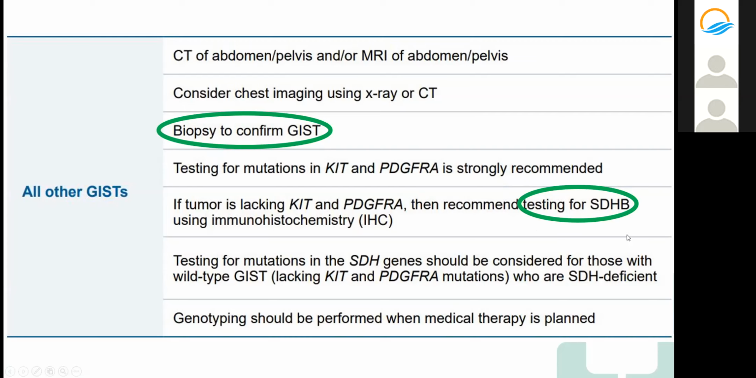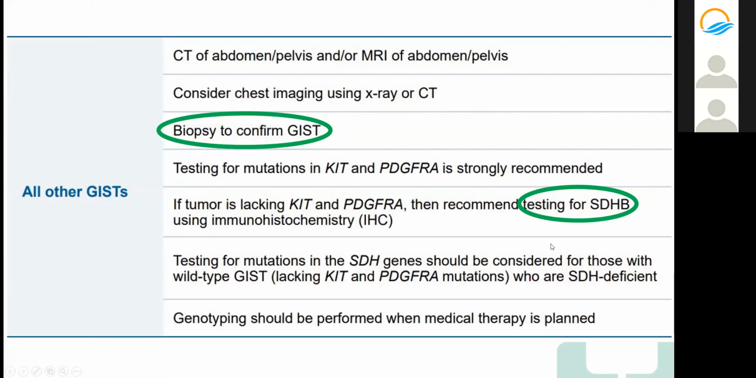Interestingly, immunohistochemistry can actually also be used as a screening test for SDH deficient GISTs that lack KIT and PDGFR mutations, because there'll be a loss of expression of this stain or a marker that we can visualize under the microscope for any SDH deficient tumor.